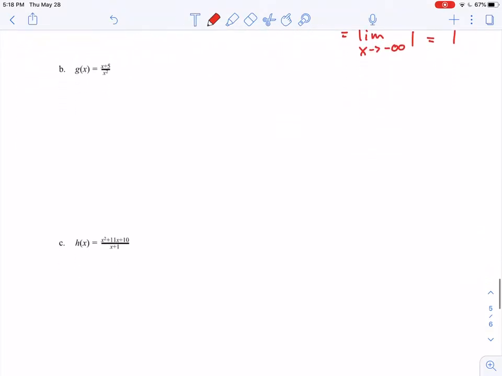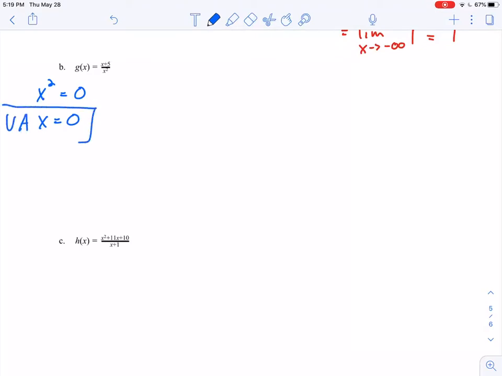Part B, I have g of x equals x plus 5 over x squared. So again, I would say factor that if you can. In this case, well, it can't really factor any further. So I'm just going to take my denominator, set that equal to 0. x squared equals 0 gives me x equals 0. So this is my vertical asymptote. So there's the first part of my problem.